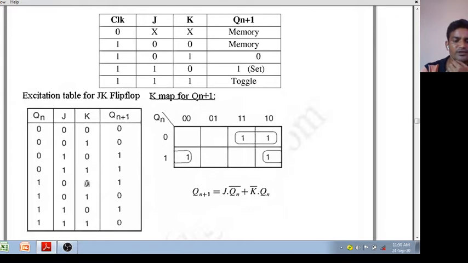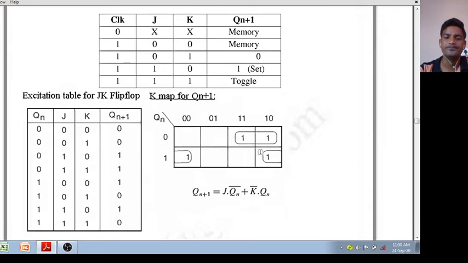Next, 0 0, no change, so it is 1. Next, 0 1, reset condition, 0. 1 0, set condition, so 1. 1 1, again toggle condition, so it is 1, so complement of 1 is 0. In this way you can determine this, Qn+1, j Qn bar. Just write down all the values in this table.